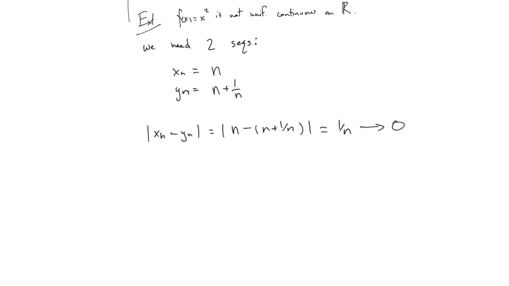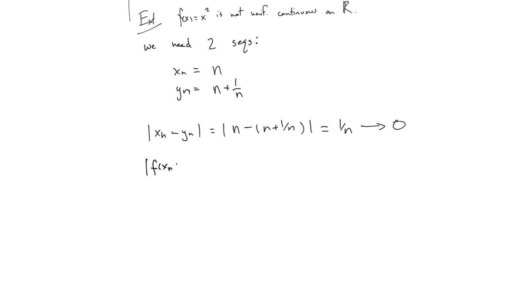What about the other one? f of xn minus f of yn. We want to show that this one does not go to zero. Well, all right. What are we going to see on the inside there? f of xn. xn is n, and the f is squared, so this will say n squared. That's f of xn. I'm plugging in xn equal n, and the f is squared. And then f of yn will be n plus 1 over n, squared. And I want to somehow, hopefully, show that that does not go to zero. Any suggestions? What can we do with that?